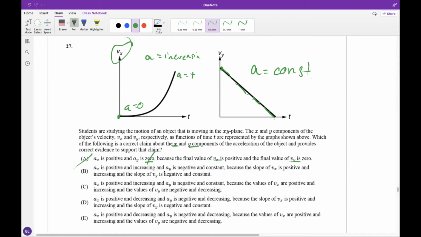Ax is positive and increasing. Okay, this sounds better. Ay is negative and constant. This is exactly what we were saying. Now let's hopefully find the best evidence to support the claim, because the slope of Vx is positive and increasing, and the slope of Vy is negative and constant. Okay, yeah, this sounds just like what we were looking for. Let's go ahead and just look at the other ones just in case. Ax is positive and increasing. Okay, checks out. Ay is negative and constant. Okay, sounds good. Because the values of Vx are positive and increasing.